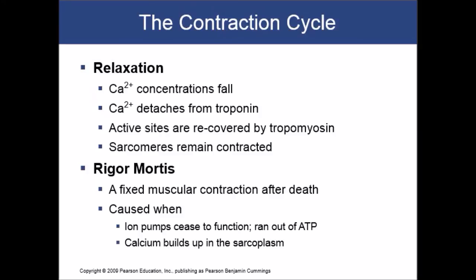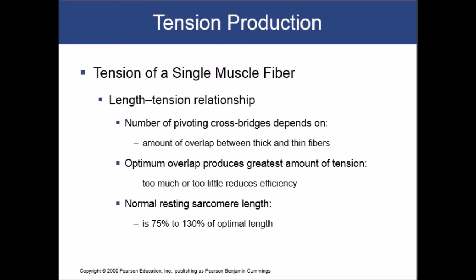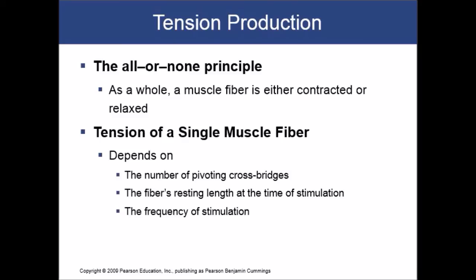What's the all-or-none principle? Okay. What determines the tension of one muscle fiber? The number of cross bridges pivoting, the resting length, and the frequency of stimulation is also important. The all-or-none rule is important. We mentioned the length-tension relationship, which is specifically important in the skeletal muscles.